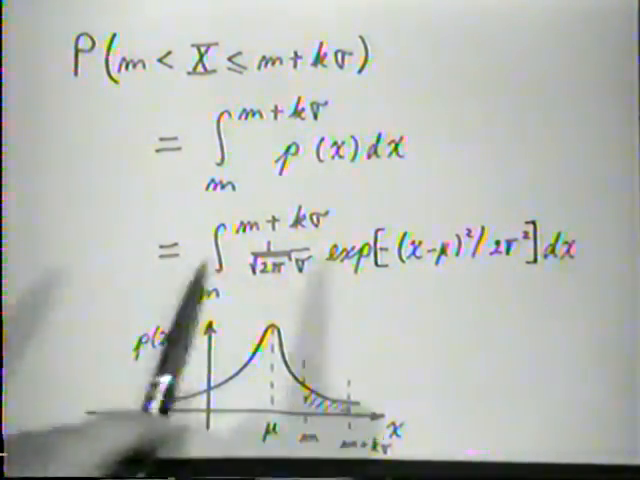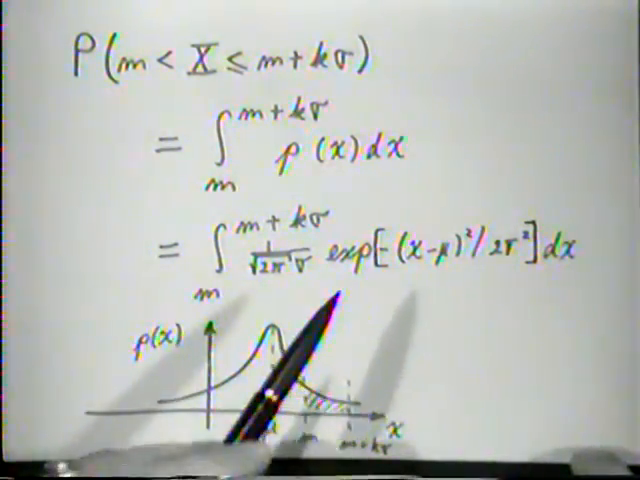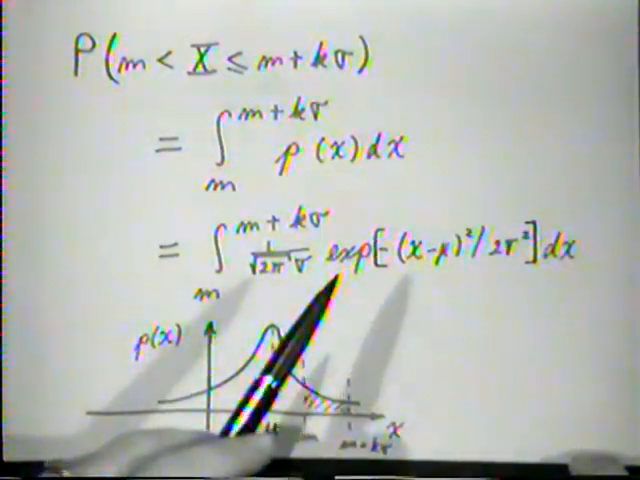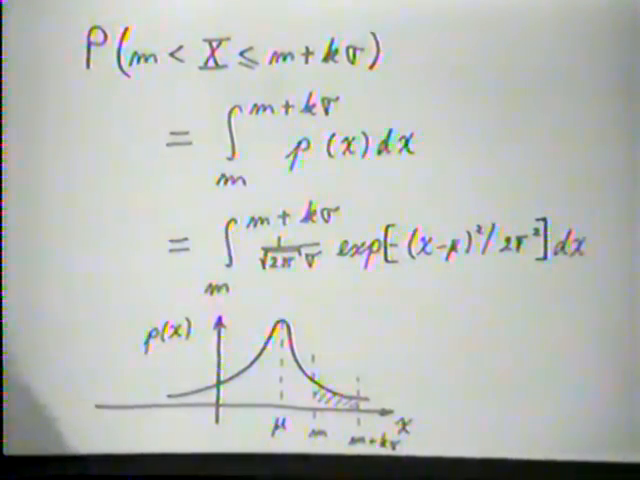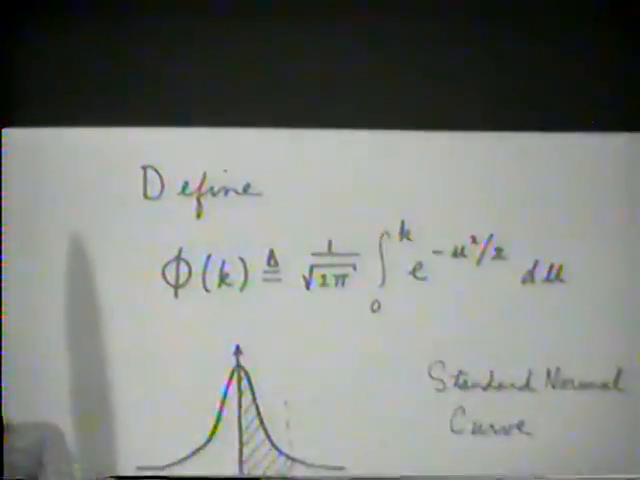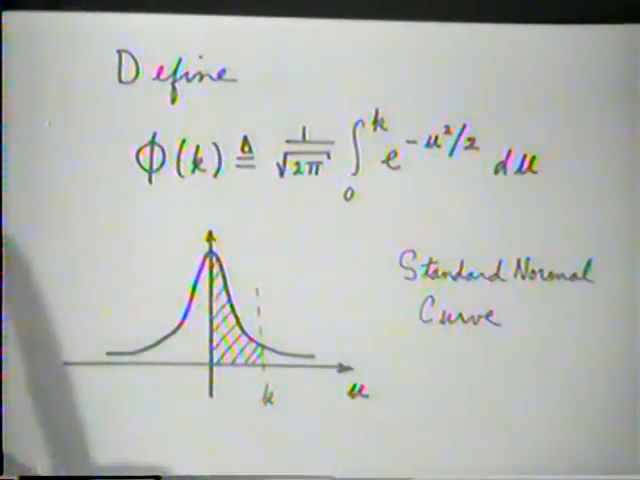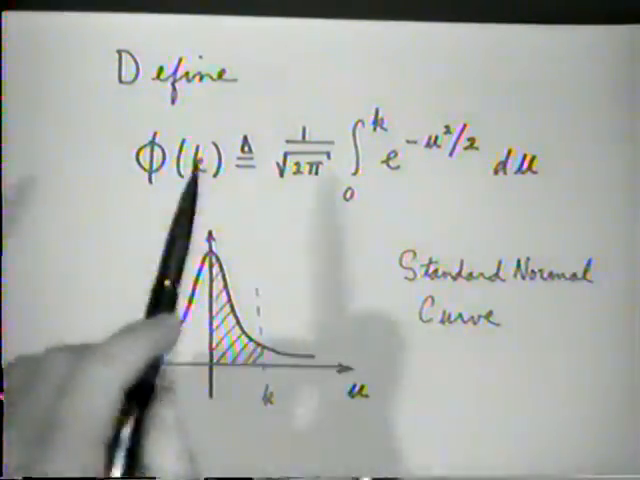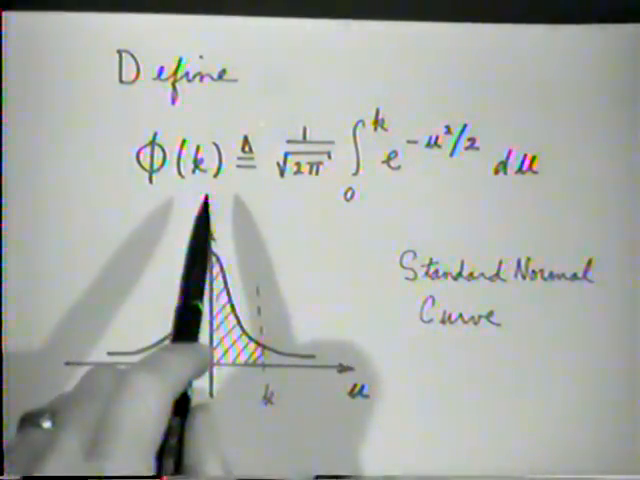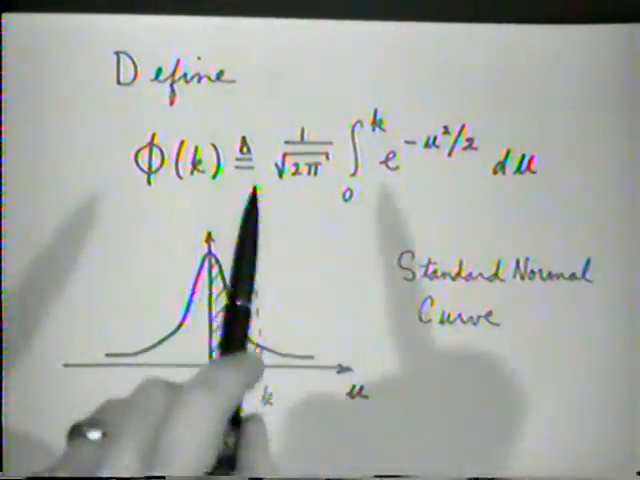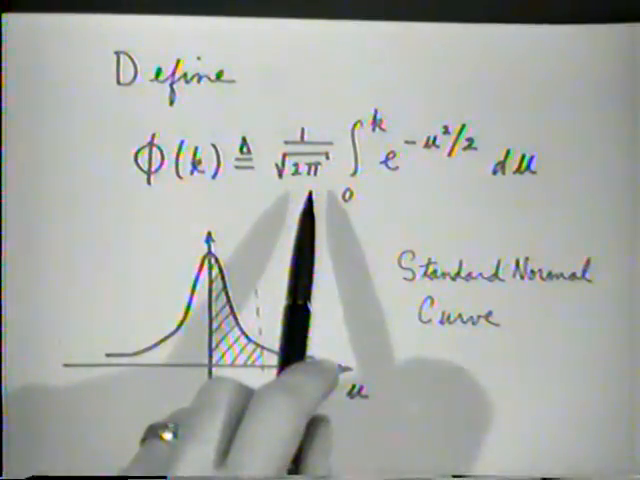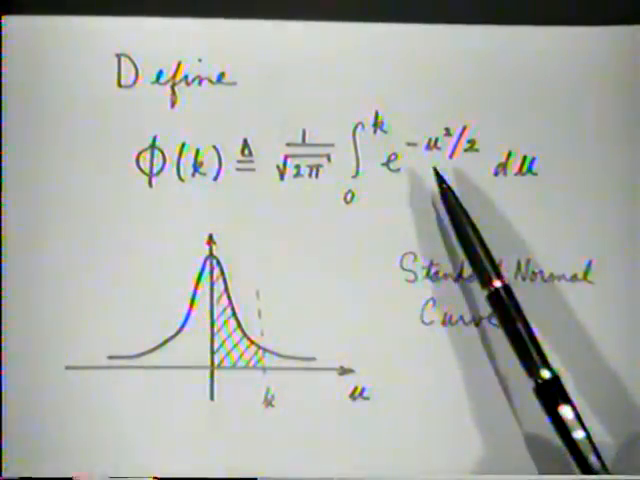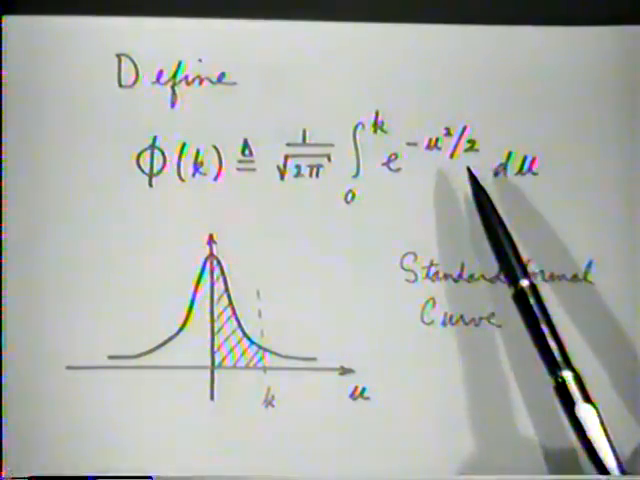Now, the integral that we have to evaluate is not an integral which can be evaluated in closed form. The integral can only be evaluated numerically. And as an aid to numerical evaluation of such integrals, we have defined something called a standard normal curve, which is defined in the following way. Phi of k is defined as 1 over the square root of 2 pi times the integral from 0 to k of e to the minus u squared over 2, integrated du.